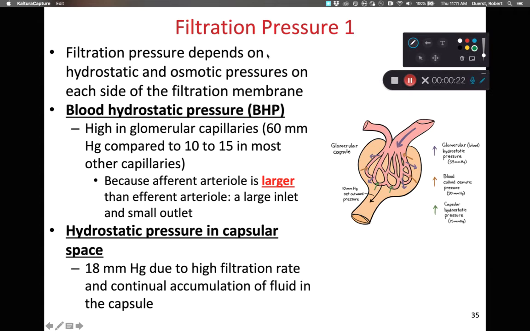And this filtration pressure is going to depend on two key things: hydrostatic pressure and osmotic pressure. As we look at hydrostatic pressure, we have two different hydrostatic pressures: hydrostatic pressure within the blood and hydrostatic pressure within the capsular space. In the diagram I have here, capsular hydrostatic pressure is represented by the green arrows, and blood hydrostatic pressure is represented by the blue arrow, though it looks kind of purple to me right now as I'm looking at it. So blood hydrostatic pressure pushes liquid into the capsular space.